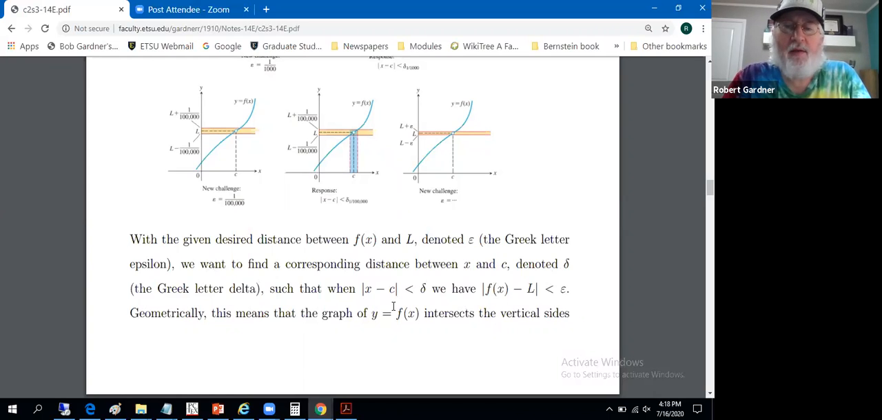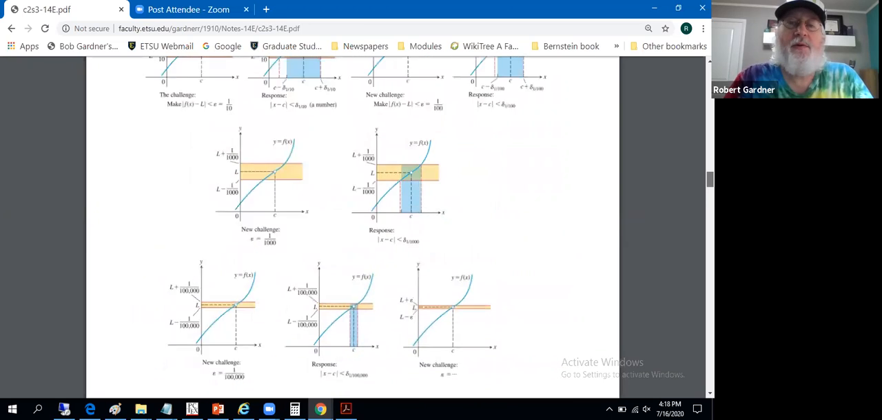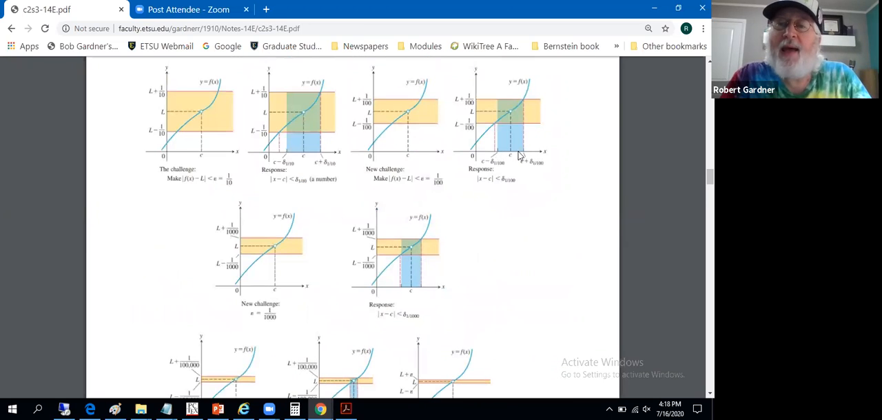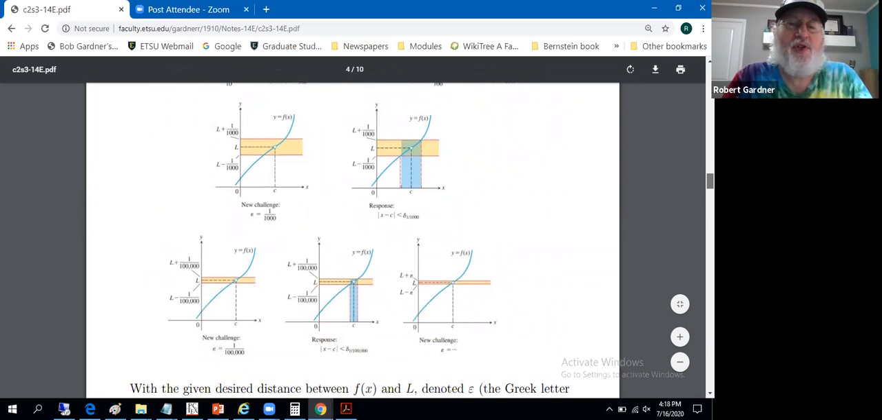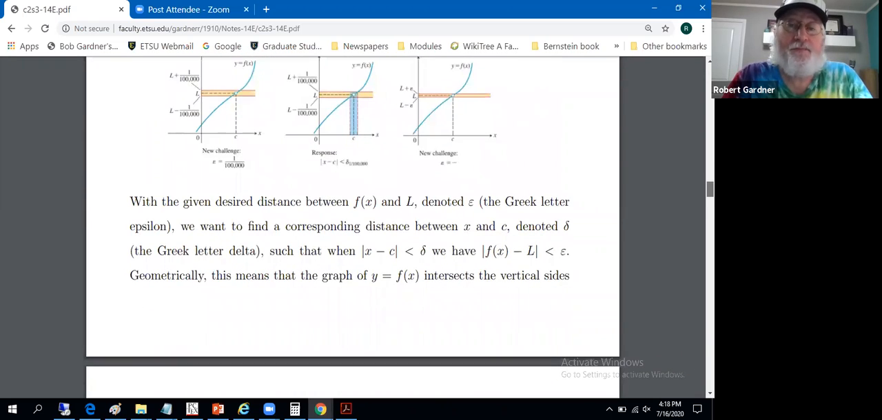Can you describe that a little less nebulously? Yeah. When the distance from x to c is less than delta, then the distance from f of x to L is less than epsilon. Can you do it even more geometrically? Yeah. When the x values are in the blue band, the y values corresponding to them are in the yellow band. That is, the points on the curve lie inside the little green box, the intersection of the blue and the yellow bands. So there's a geometric way to describe it.